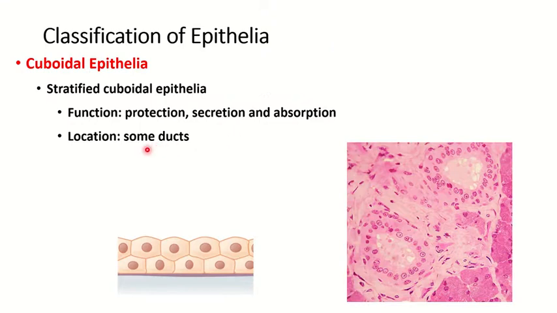And stratified is mainly for protection, but it can also secrete or absorb things. You can see in some of the ducts, it's more than one layer. So for example, this is one layer like this. And you can see this area has a few other cells. Or this one, it can be one layer here, and this is another layer here.